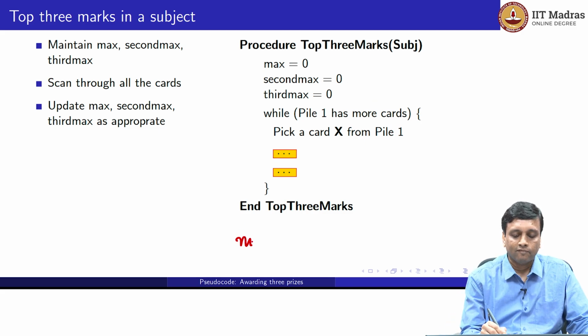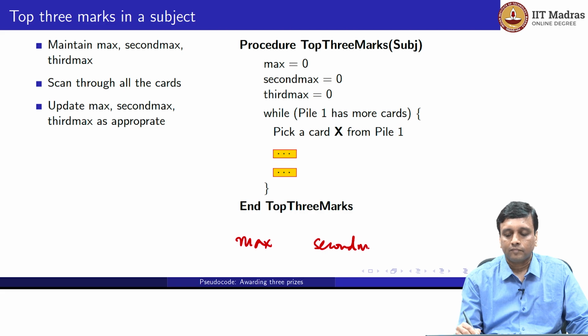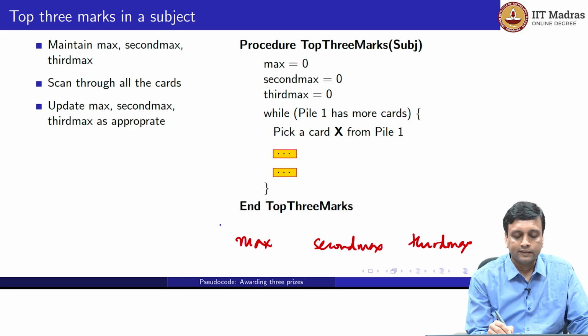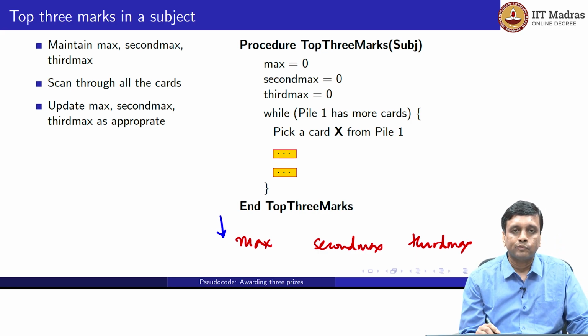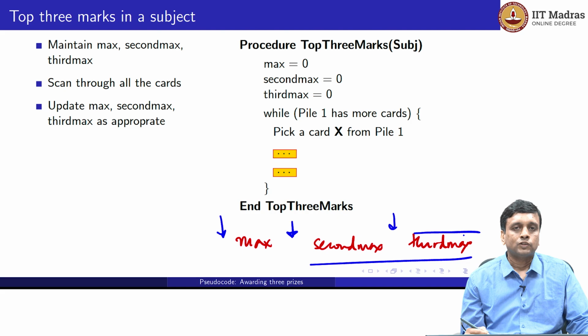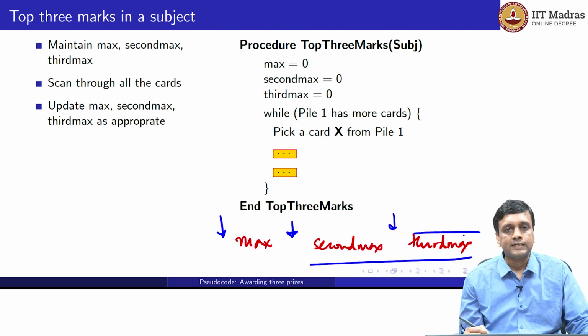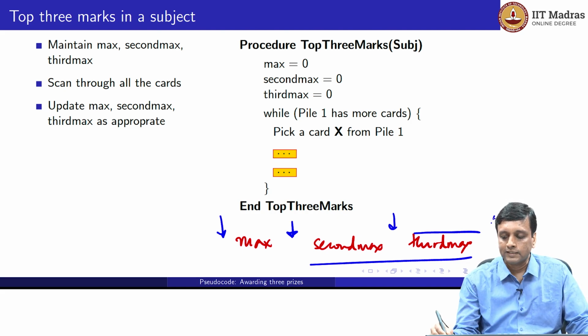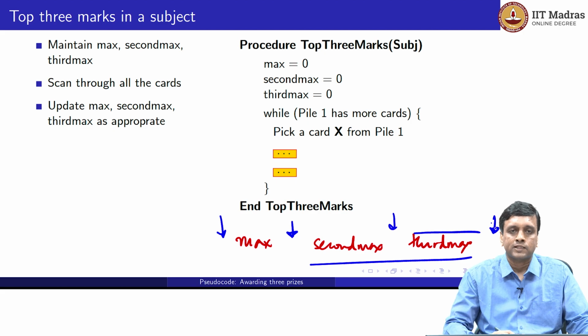Now we have 3 values. We have max, we have second max, and we have third max, right? So now the interesting case is when either the new value is bigger than the maximum, in which case everything changes, or it is in between these 2, in which case these 2 values change, or it is here, in which case only this value changes. So we have to do 3 separate types of updates depending on the current value. Of course, if it is in the last position, if it is smaller than third maximum, then it is of no interest to us, we just move on to the next card, right?